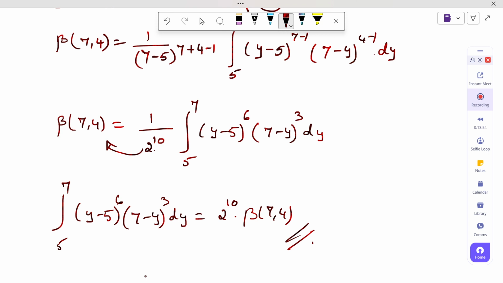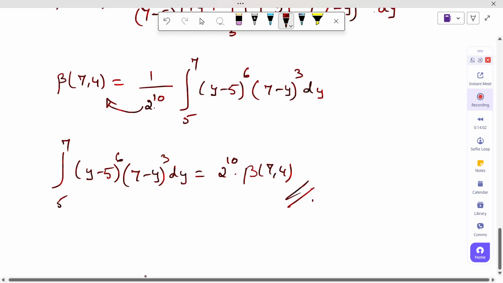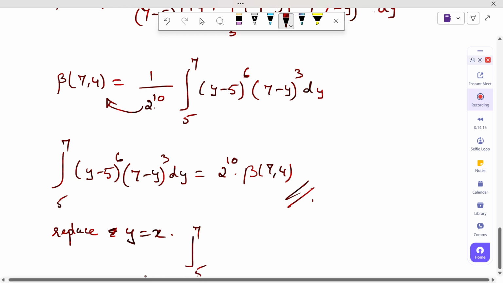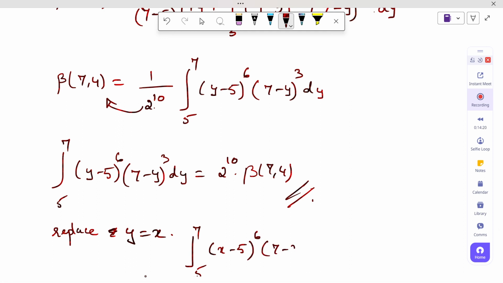Or you can replace y with x, because the question is in x and we have come to y. Replacing, not substituting back. Replace y is equal to x, then the integral from 5 to 7 of (x minus 5) to the power of 6 (7 minus x) to the power of 3 into dx, it should be dx, is equal to 2 to the power of 10 beta of 7 comma 4.